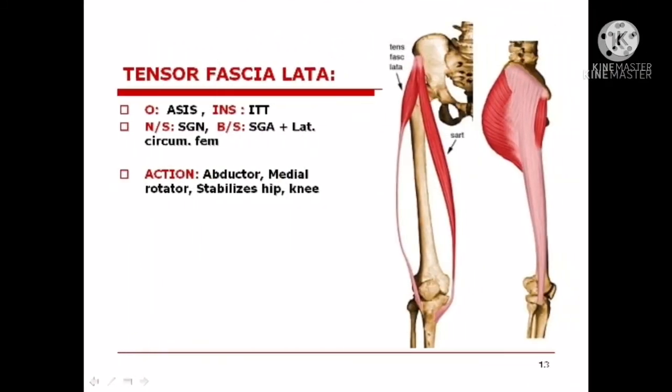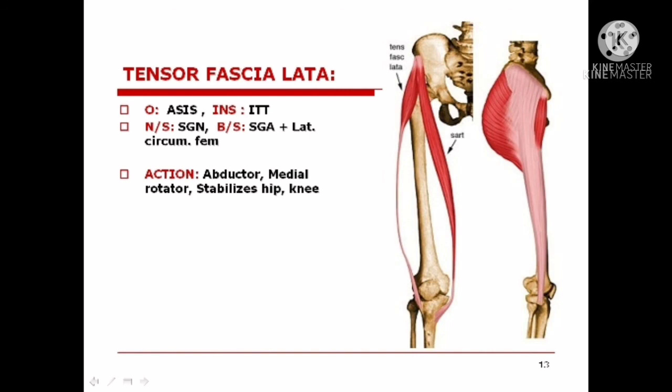The tensor fasciae latae is a small muscle. It arises from the anterior superior iliac spine, present at the anterior aspect of the iliac crest. From this particular point, another long muscle of the anterior compartment of the thigh arises, called the sartorius muscle. It inserts in the iliotibial tract, and through the iliotibial tract it goes downward and inserts on the lateral aspect of the tibia and stabilizes the knee joint.